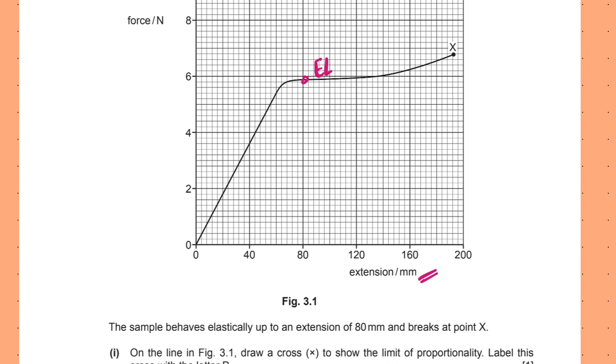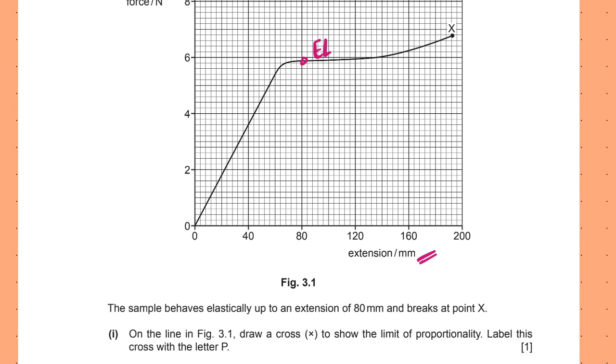And okay, so actually the examiner makes me do this in the next part. And then it also breaks at point X, right? So this is breakage. On the line in 3.1, draw a cross to show the limit of proportionality. Label this cross with the letter P. So this is till where it's a straight line, right? So at 60 mm, this is P.